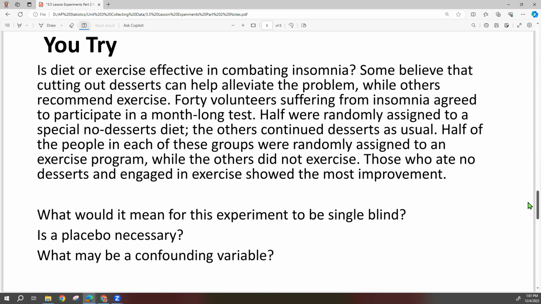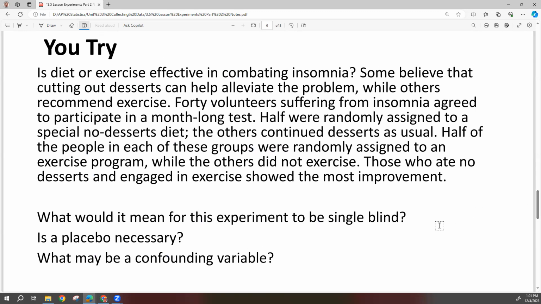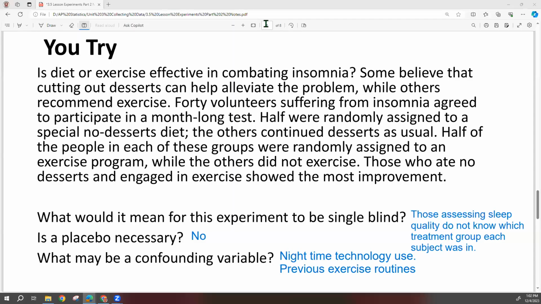So I want you to pause here and give this one a try, then come back and check your answers. So go ahead and check your answers here.